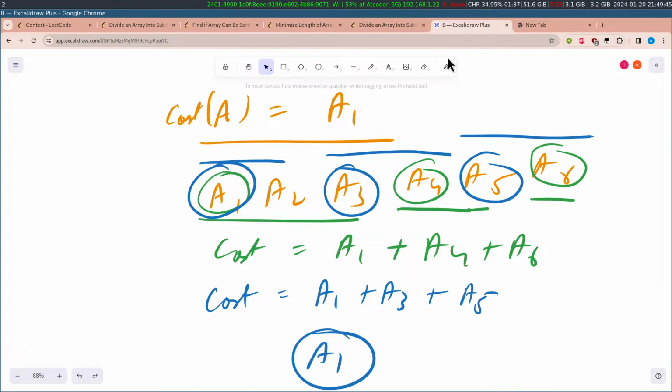Now you can see the cost here. 1 to i minus 1 is the first subarray, Ai to j minus 1 would be the second subarray, and Aj to last would be the third subarray. So in that case, the cost is A1 plus Ai plus Aj, assuming one-based indexing.